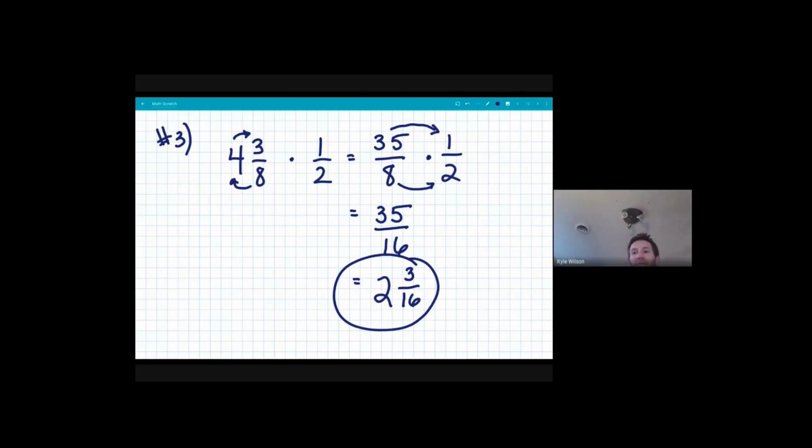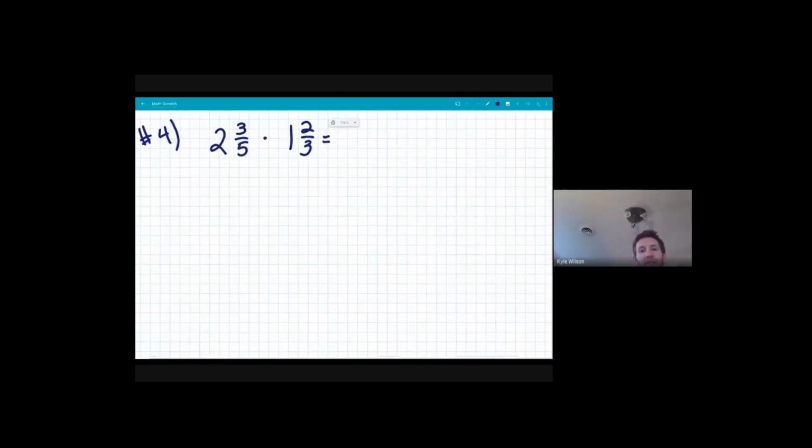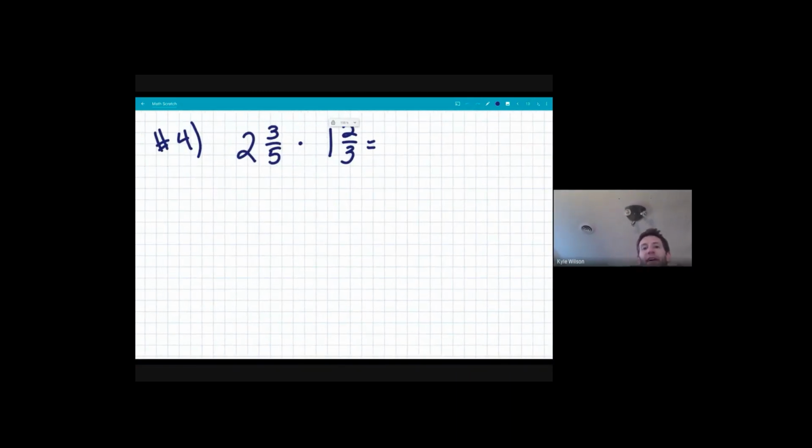Moving on to the fourth one. This is where we up the ante. Now I have 2 mixed numbers that I have to deal with. I have 2 and 3/5 multiplied by 1 and 2/3. But again, you don't have to worry about them. You just have to address them because the multiplication process is exactly the same.